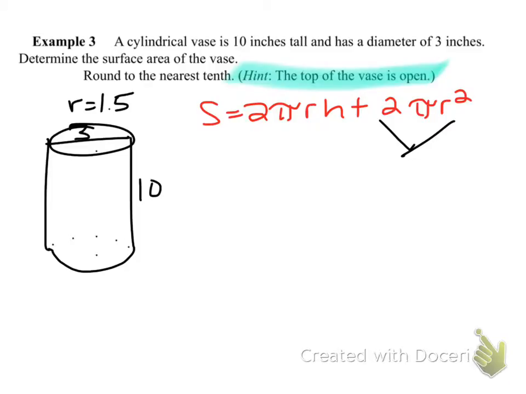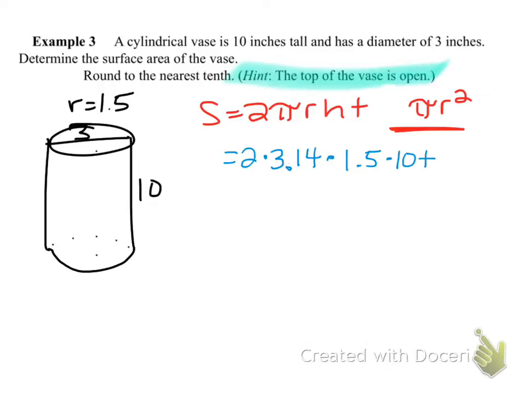We only have one base. So this time, we are not going to do 2 right here. We're just going to add one of the bases, because remember, our hint says that the top of the vase is open. So if this were glass, we're finding how much glass it's going to take to make this. All right, so then I'm going to plug in my r and h here. So I have 2 times 3.14 times 1.5 times 10 plus 3.14 times 1.5 squared.